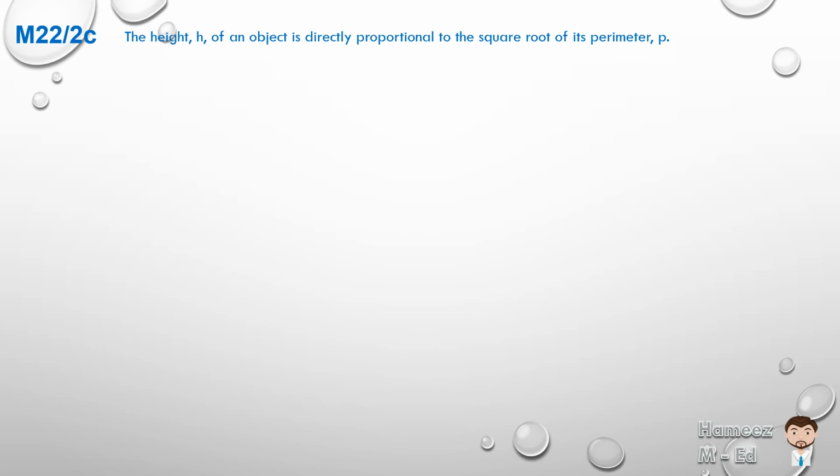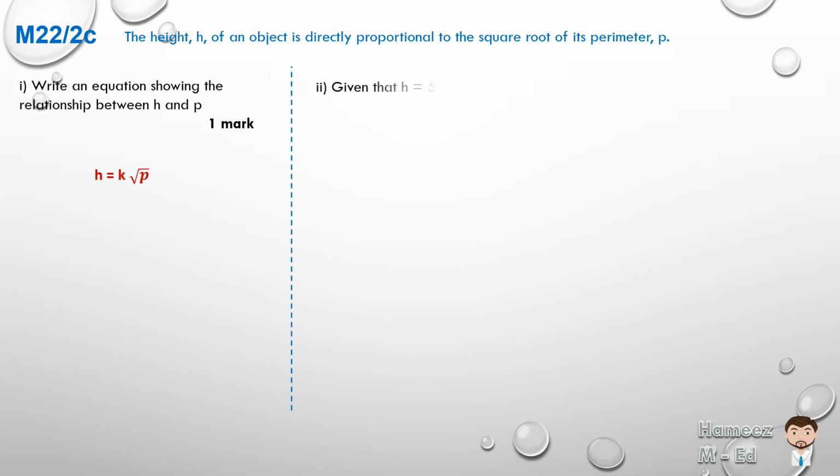May 2022, number 2C. The height h of an object is directly proportional to the square root of its perimeter p. Part 1. Write an equation showing the relationship between h and p. Since they're directly proportional, we can write the equation h is equal to k, some constant, multiplied by the square root of p.